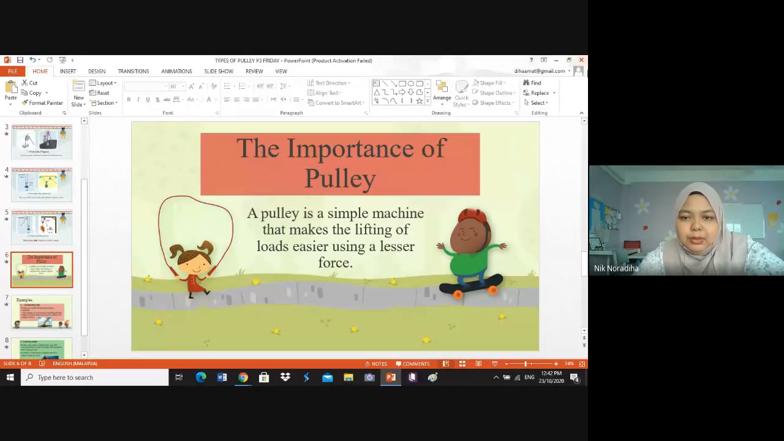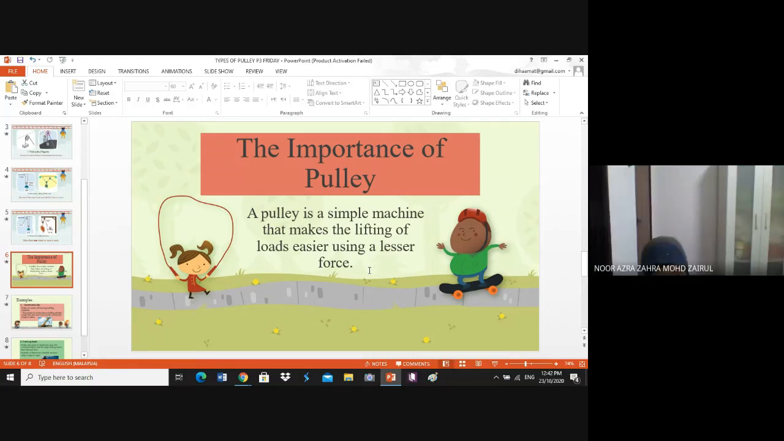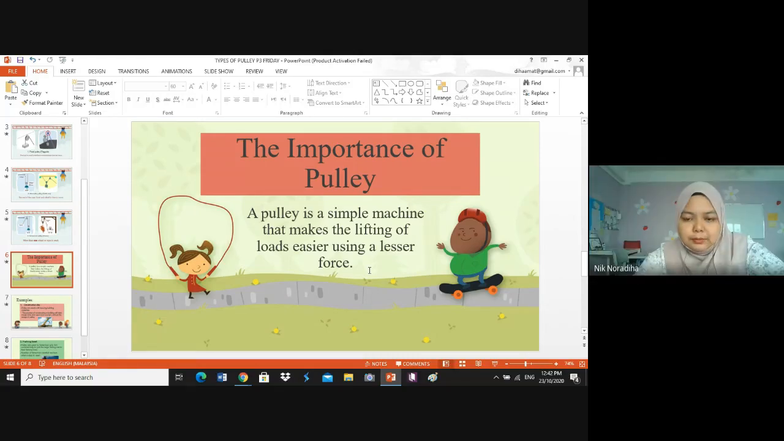The importance of pulley. It has been many days since we learned about pulley. We have been talking about pulley all the way. So teacher hopes by today you already know what a pulley is. This one you don't have to copy. Just look at your screen and listen to teacher. Do not chit chat in the chat box, and listen to me.